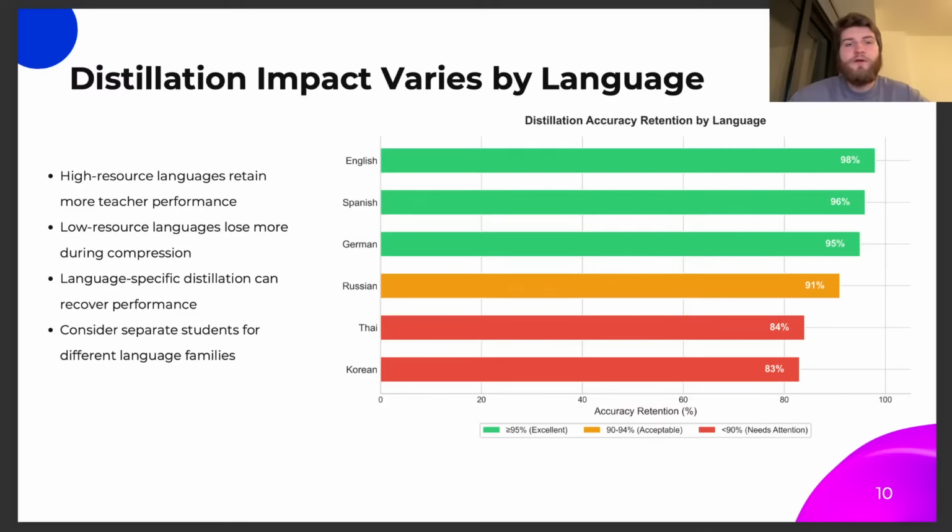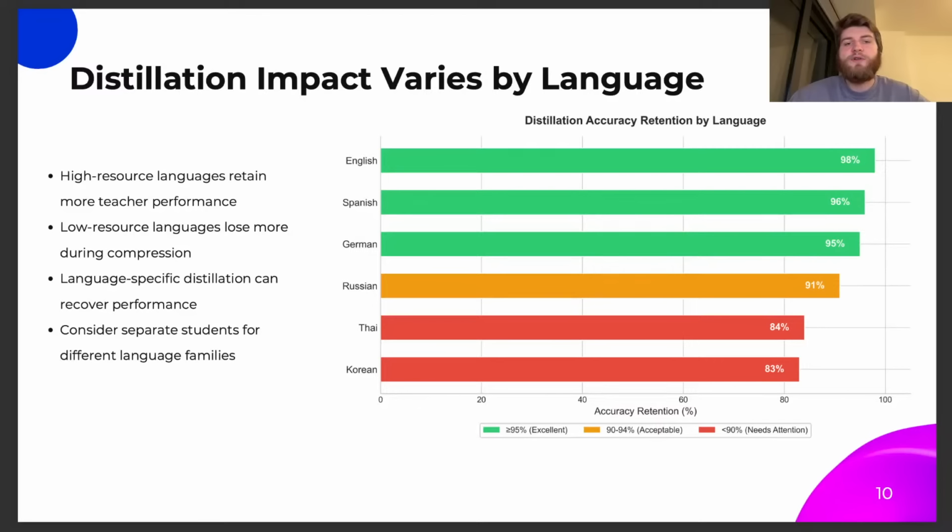Then alpha, or the weight of distillation loss versus hard label loss. It is typically between 0.5 and 0.9. Pure distillation with alpha equals 1 sometimes works, but mixing in some hard label loss usually helps. Start with 0.7. And student architecture matters more than you think.